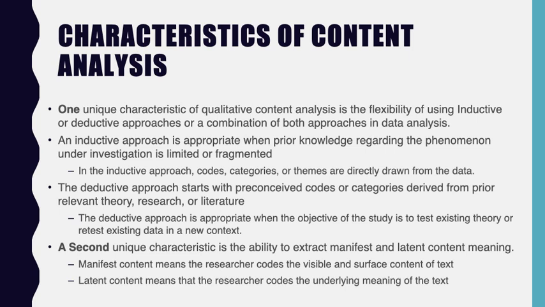A second unique characteristic is the ability to extract manifest and latent content meanings. Manifest content refers to content that the researcher codes based on just what the data appears to be. So you're looking at a picture of a flag and they code it as a flag. Latent content means that the researchers coded any underlying meanings related to the text. So that picture of a flag may be a symbol of patriotism or nationalism.